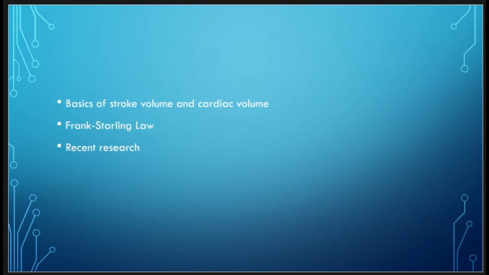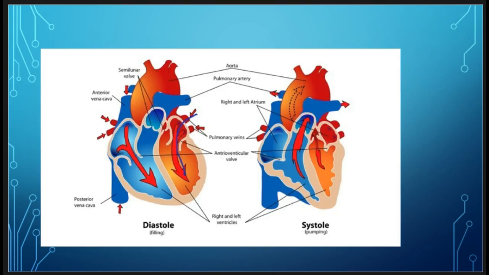So without further ado, let's go right into it and look at some of the basics of stroke volume and cardiac volume. A little bit of review. As blood is entering into the vena cava, we're going to first have that blood enter into the atrium. As the atrium begins to fill, it has a greater pressure in it than the ventricle. And so here we are, the atrium, the ventricle. That increased pressure in the atrium will allow this valve to open, which will then fill up the ventricle.